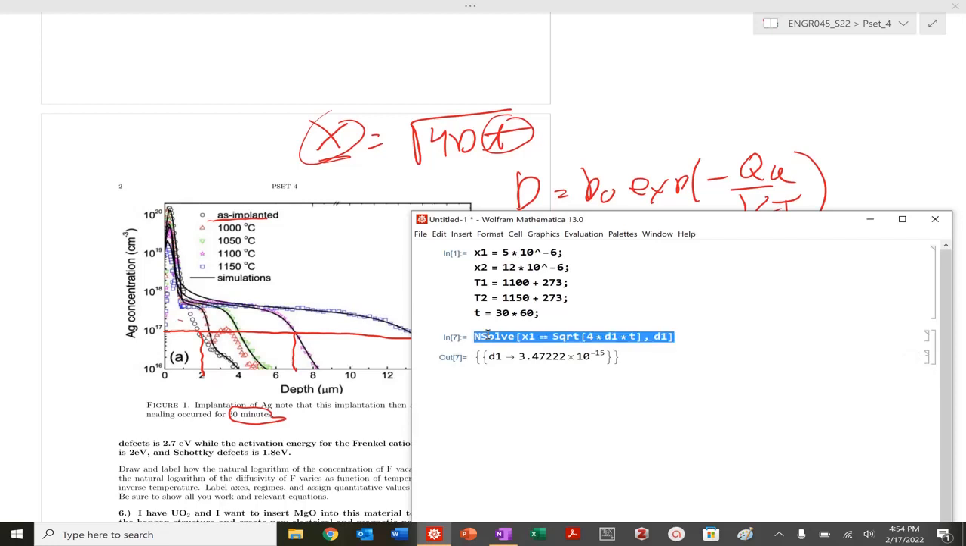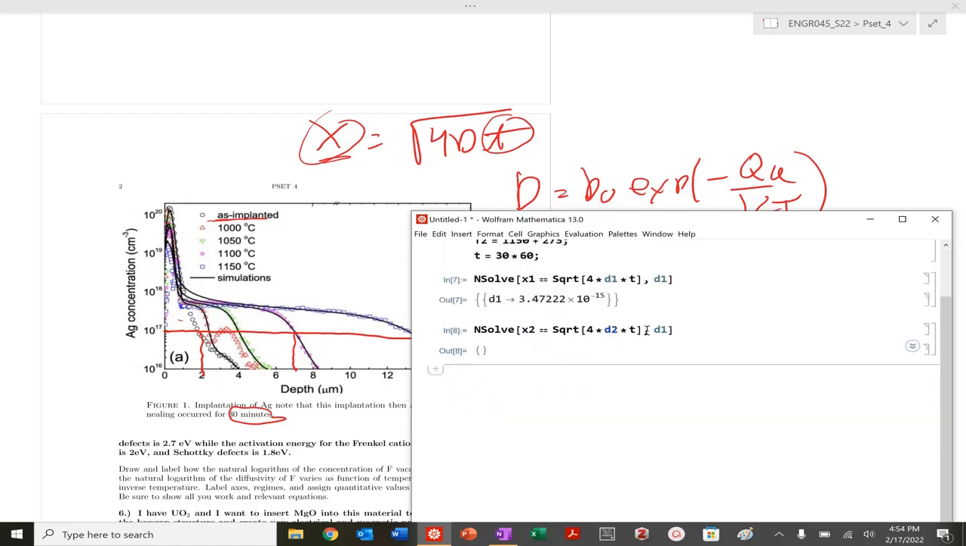So I've got that. What else do we have here? One second. Excellent. So I can also solve for my D2. X2, D2, and the time is the same. Let's solve for D2. So this will be my D1. So D1 equals this.